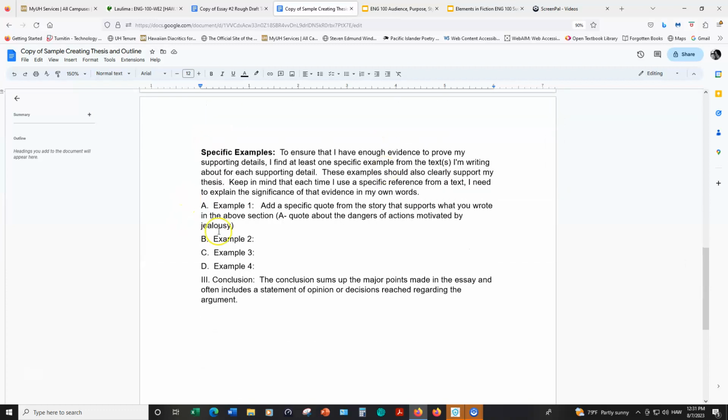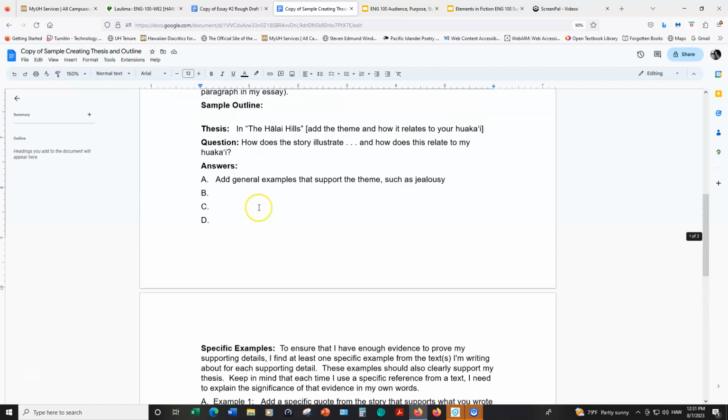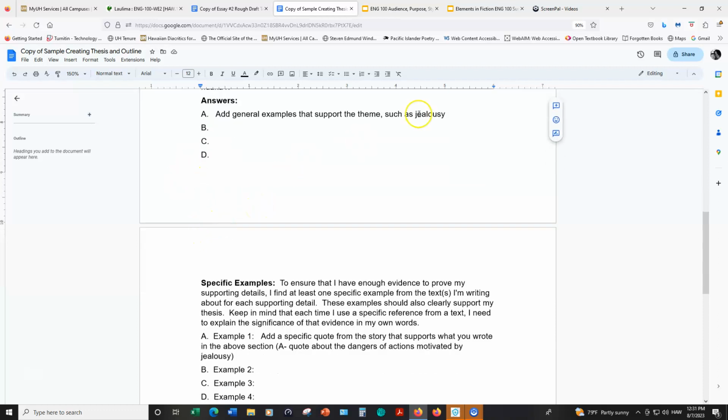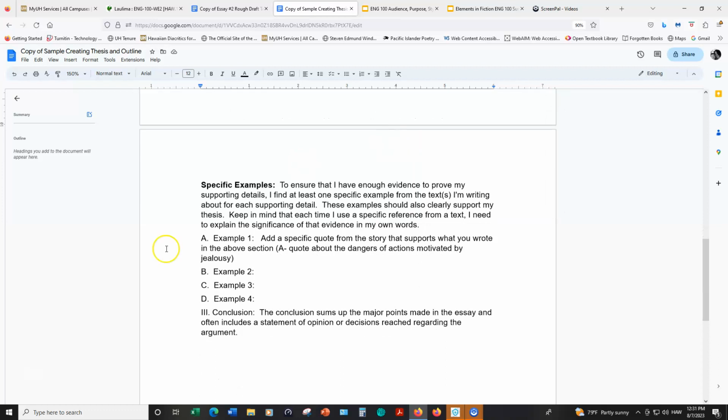In this specific area or section, this is where you would add a direct quote, in this case, from the story itself to support whatever point you're making above in this section. So for example, if I mention jealousy here, in this section, I would want to find something from the story, a direct quote that talks about or addresses jealousy.